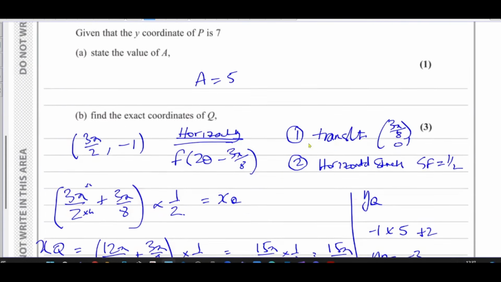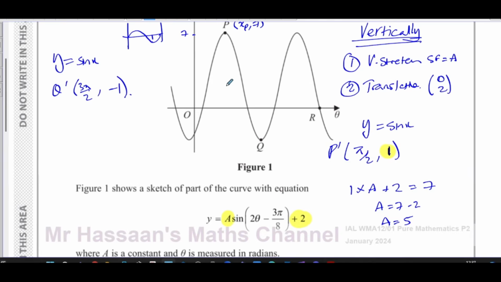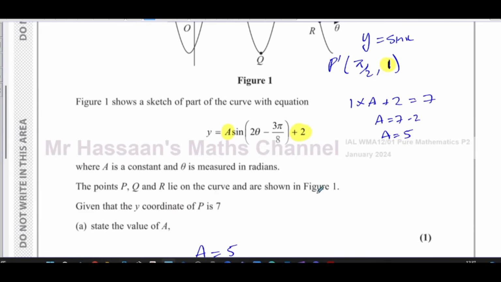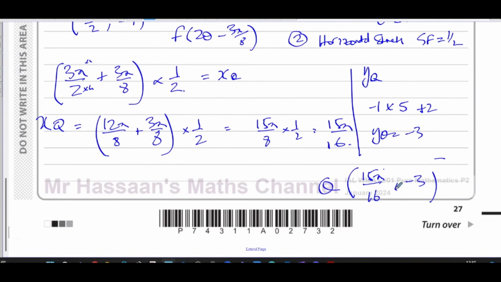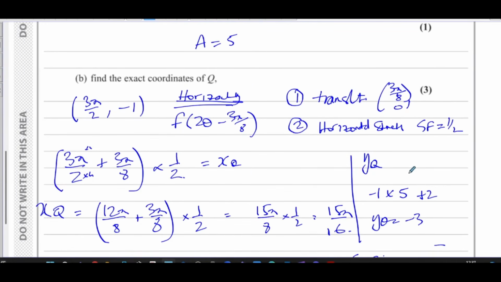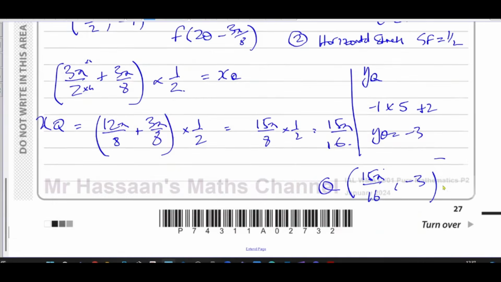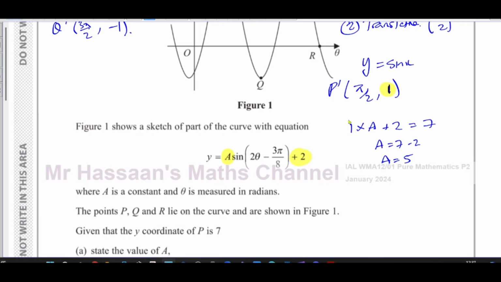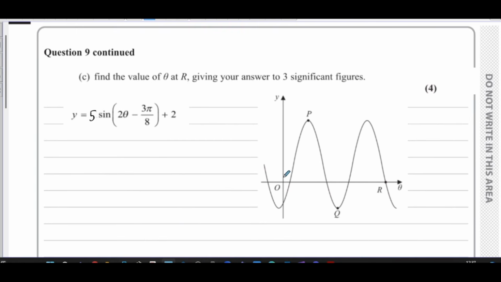Okay, these are the coordinates of Q after, you can think of it, the transformation of the sine curve. Okay, that's one way of doing it, using transformations. So those are the exact coordinates of Q. That's part B done. And now for part C, it says find the value of theta at R, giving your answer to 3 significant figures.